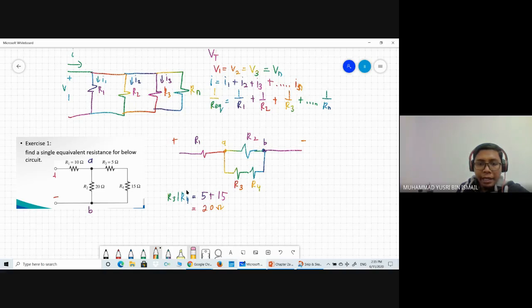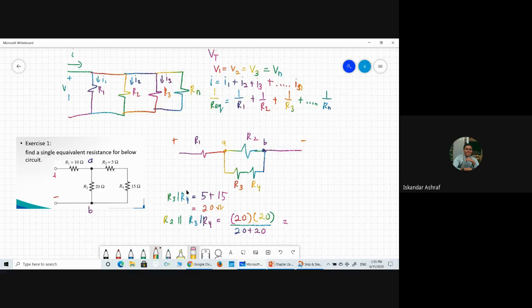And then R2 is parallel with R3 and R4. So here 20 times 20 over 20 plus 20. How much do you get?